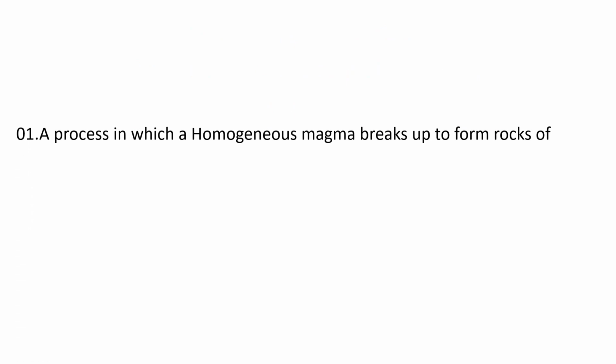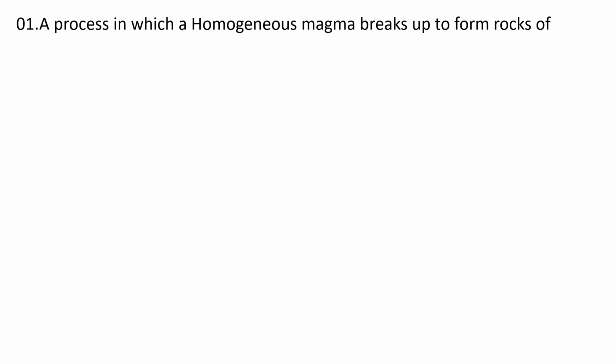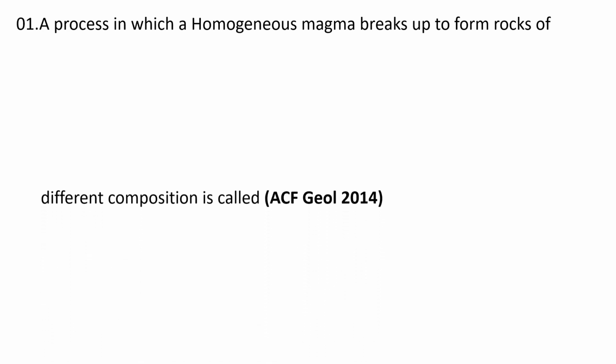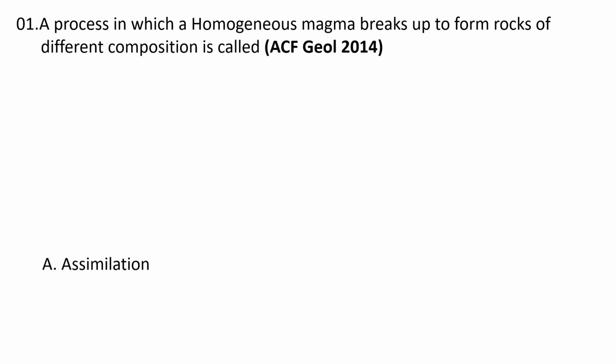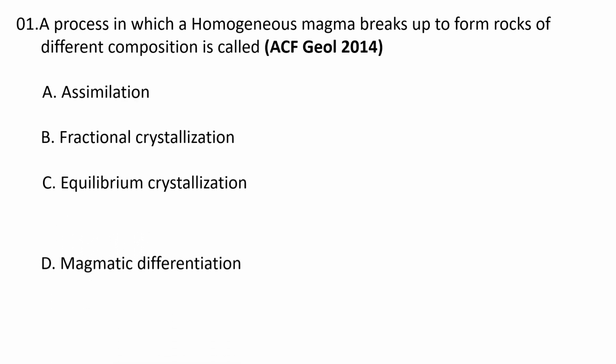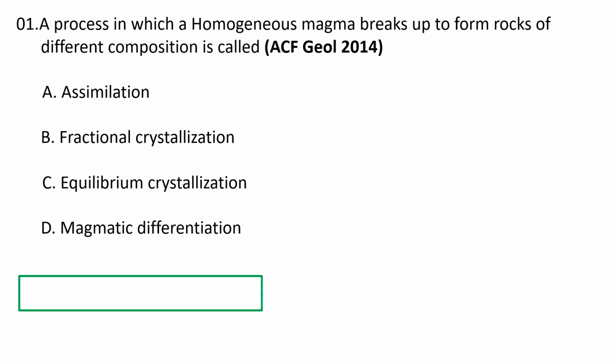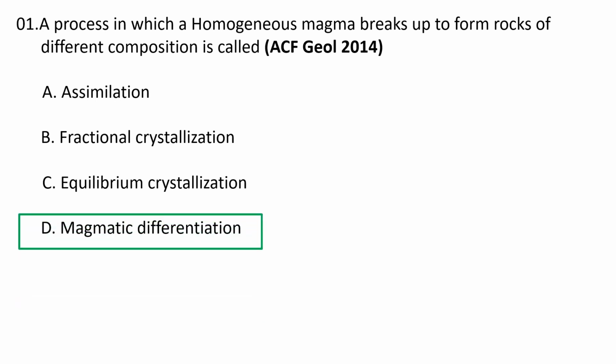Coming to the first question. A process in which a homogeneous magma breaks up to form rocks of different composition is called: A. Assimilation, B. Fractional crystallization, C. Equilibrium crystallization, and D. Magmatic differentiation. This process is known as magmatic differentiation. In magmatic differentiation, a single homogeneous magma is able to produce two or more fractions, also known as daughter magmas of different composition, which ultimately form diverse rock types. D is the correct option.